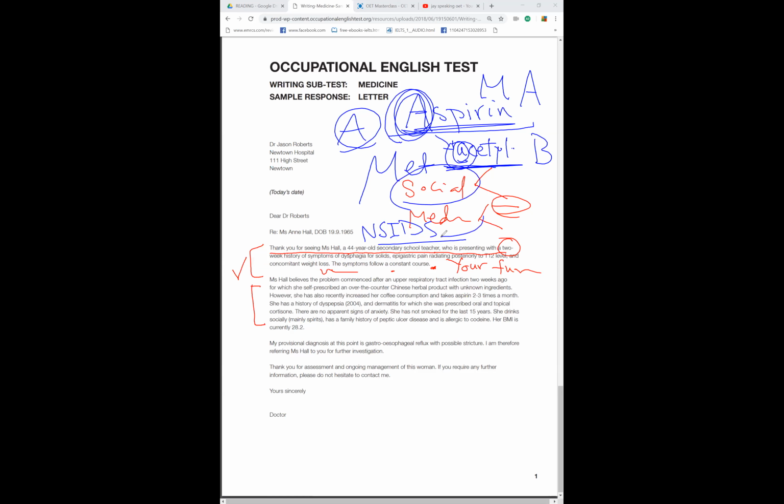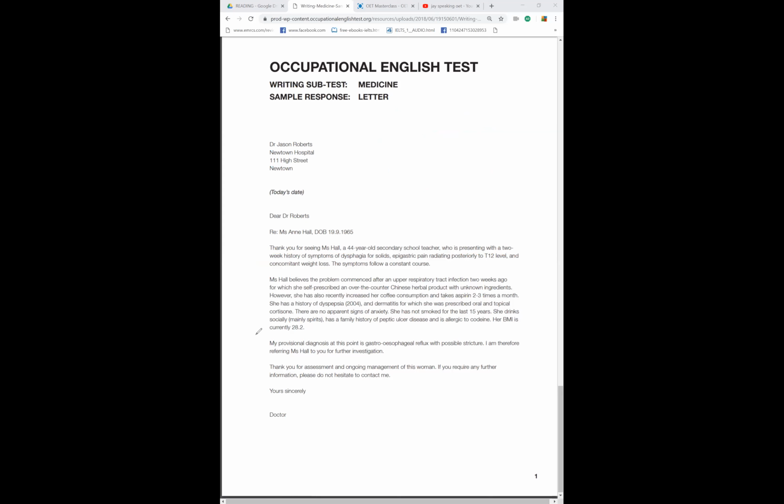So the social and medical history will be written in the second paragraph. You will leave a blank between each paragraph. So you have two paragraphs. I will show you something.